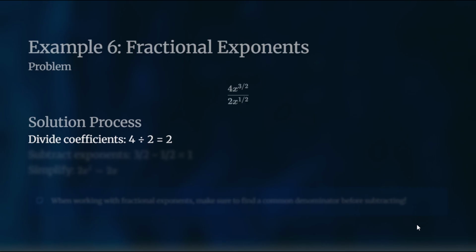Then, since we have x to the power 3/2 in the numerator and x to the power 1/2 in our denominator, we'll need to use the quotient rule. And that is, we'll subtract the exponents. So 3/2 minus 1/2 is simply 1. So simplifying our answer, this will be 2 times x to the power 1, which is simply 2 times x.